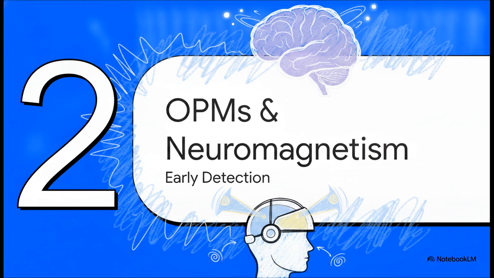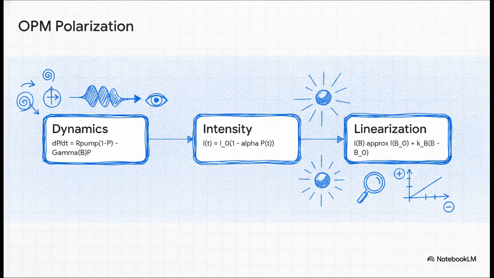Moving up the scale, we reach Section 2, OPMs and neuromagnetism. This is where we focus on early detection. Let's walk through OPM polarization dynamics step by step. First, dynamic polarization dP over dt balances the optical pumping rate against the magnetic field's depolarization. Second, this dynamic translates directly into measurable light intensity over time. Finally, we linearize this around an operating point. The main takeaway here is that a microscopic change in a magnetic field causes a direct, perfectly measurable flicker in light.